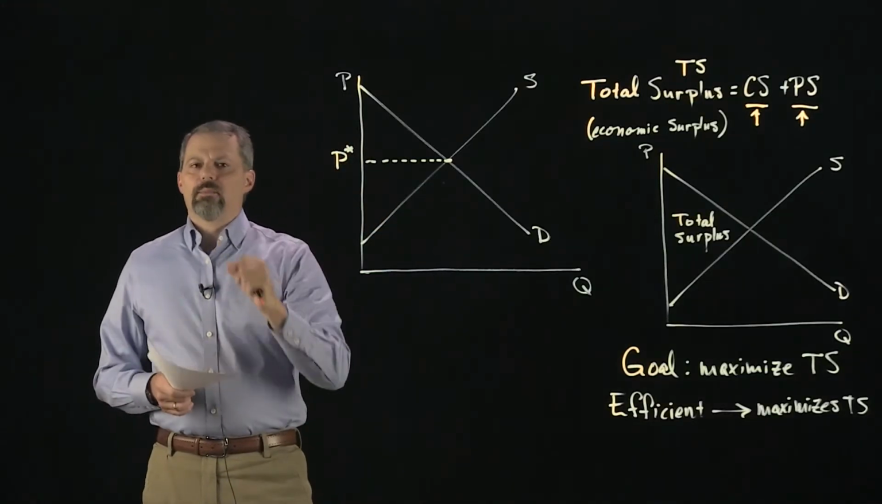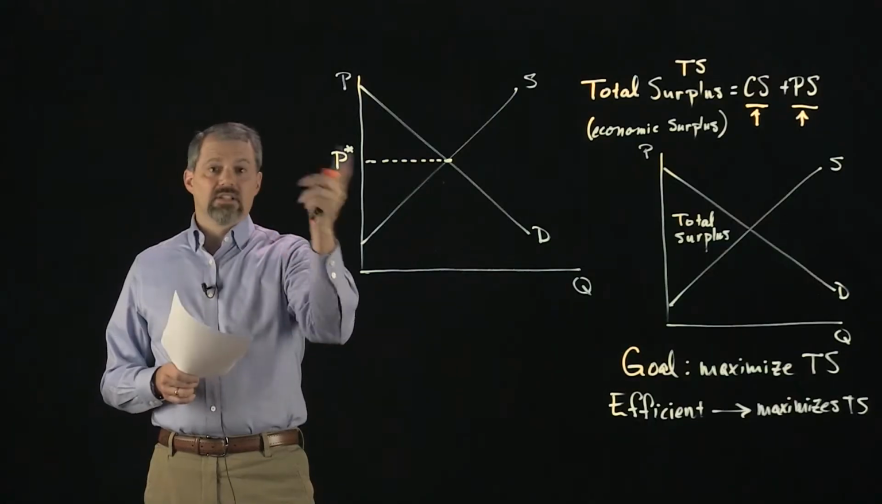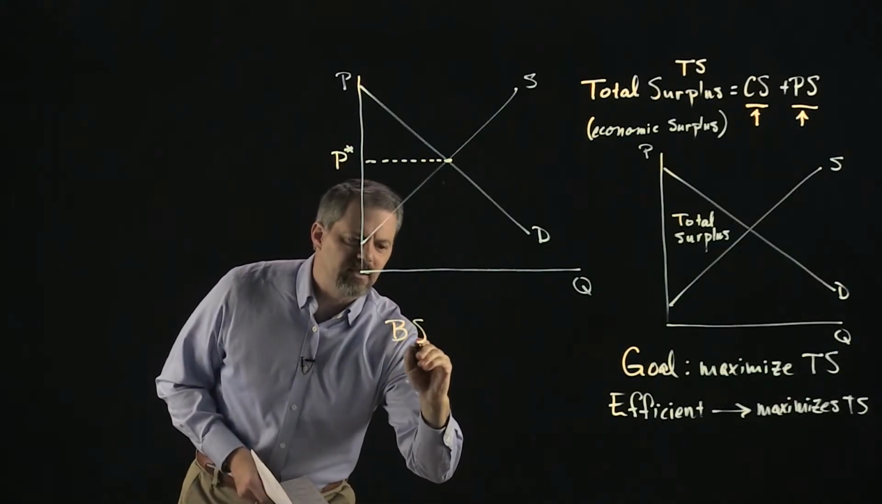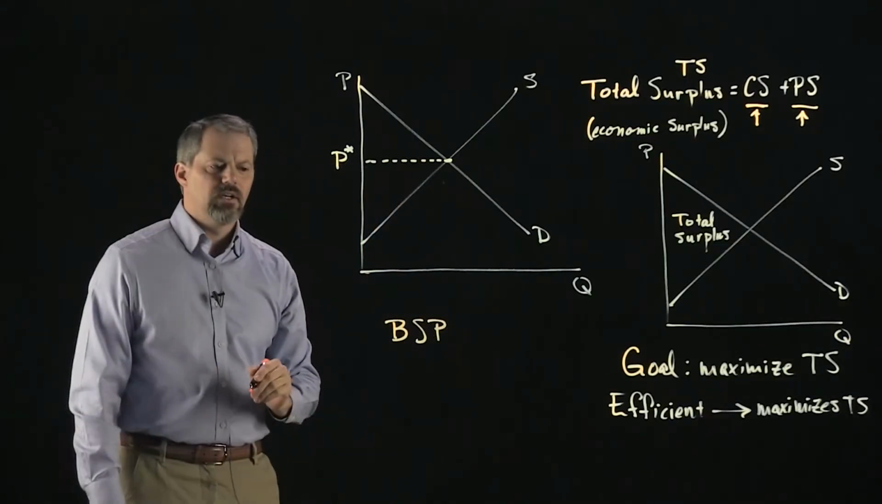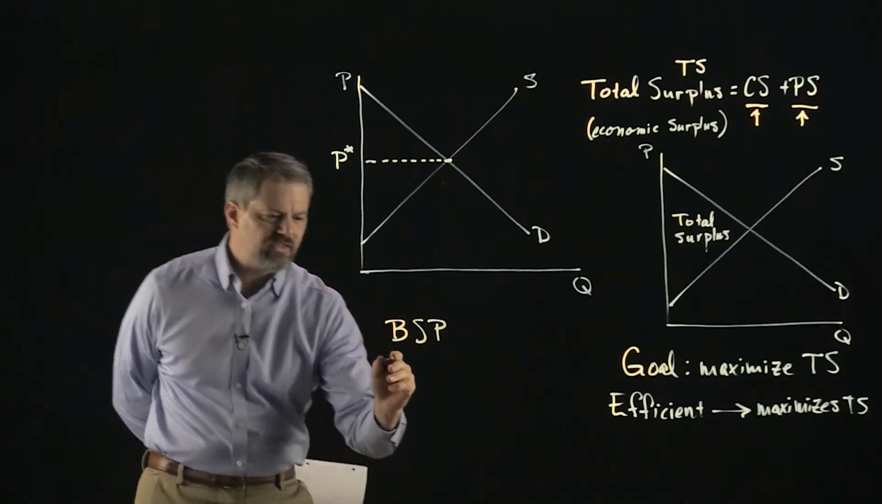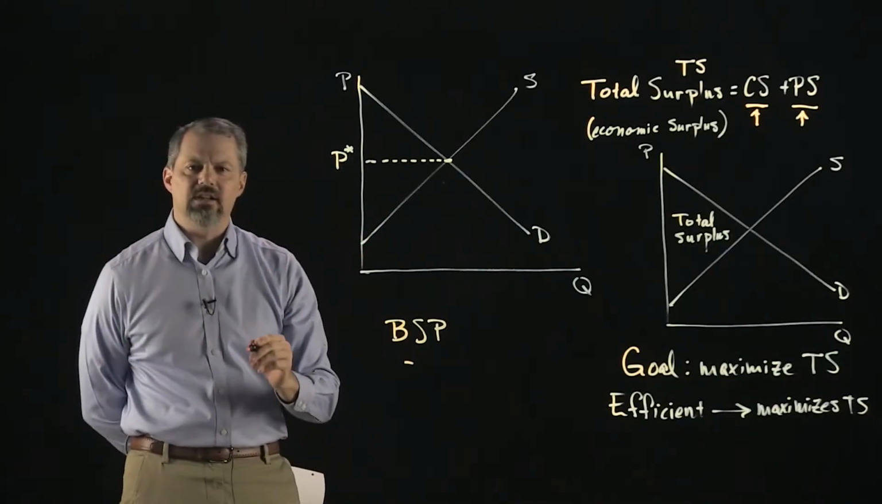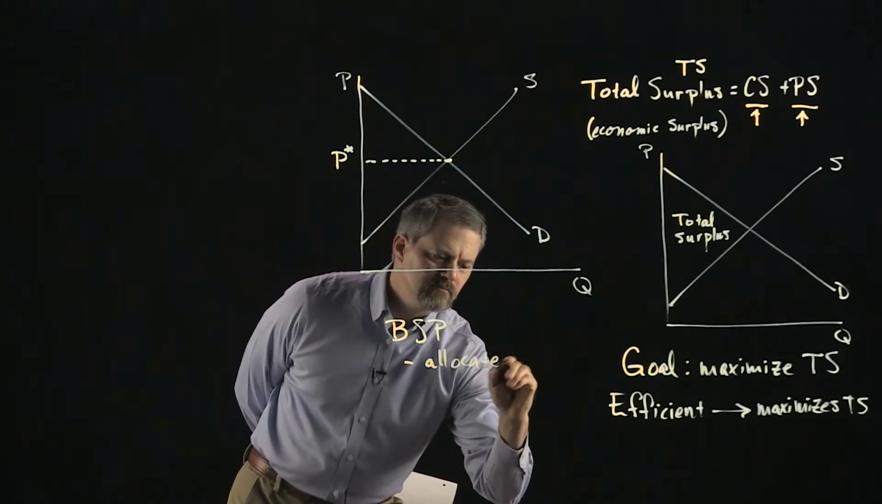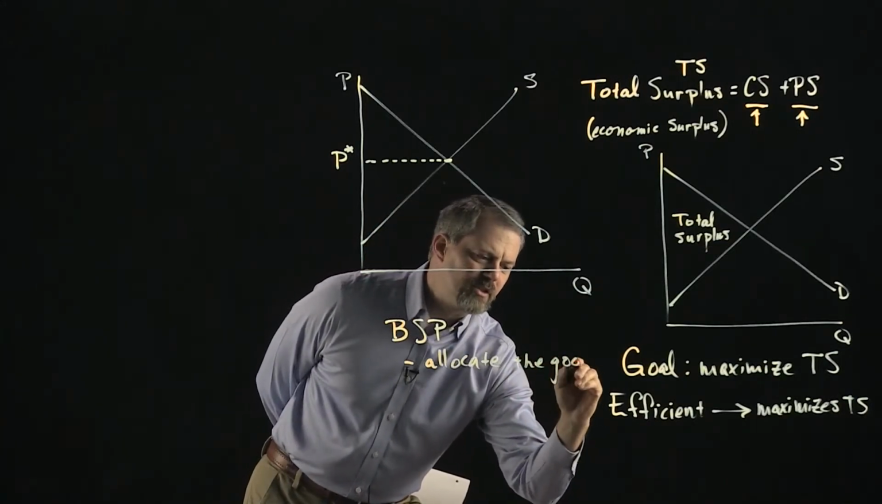Let's think about how a free market works. So actually, let's summarize what we just said. Benevolent social planner, I'm going to abbreviate BSP. In order to maximize well-being, we just talked about the idea that the benevolent social planner would allocate the good to the people who value it the most.